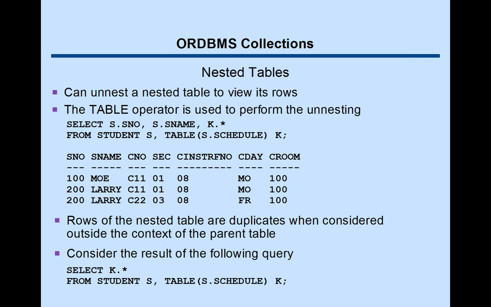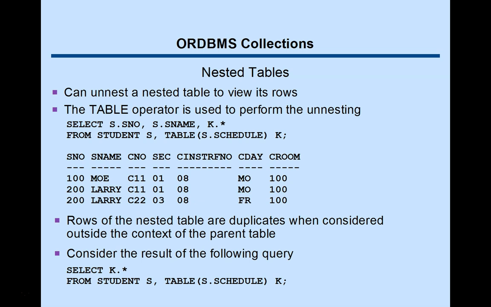Because the table operator effectively produces a table, we give that a correlation variable as well, so that we can qualify the attributes of this table. So here we're calling the result of the table operator k. And what we're doing is simply saying select k.asterisk. Give me all of the columns from this unnested or flattened table.